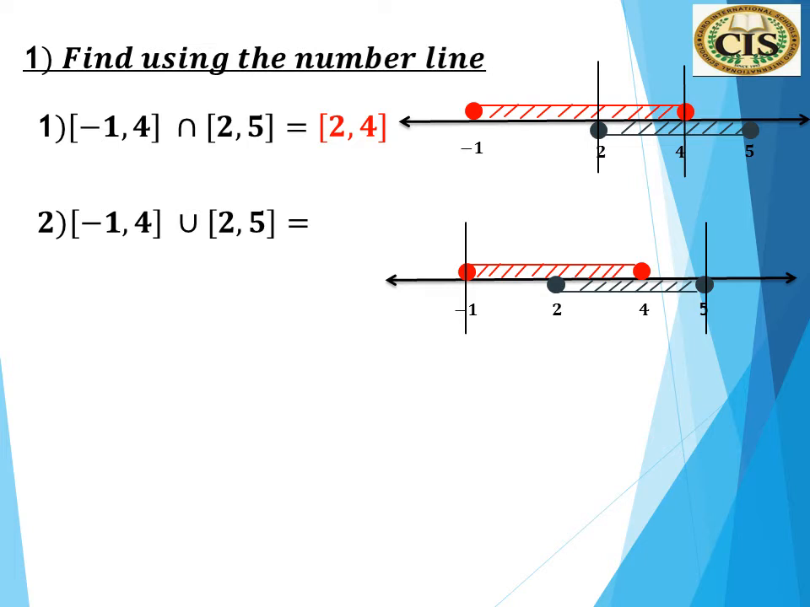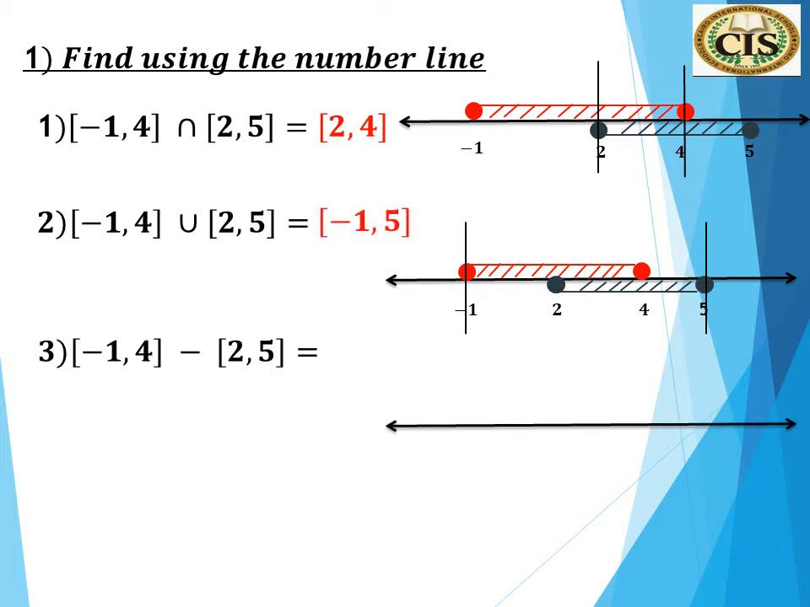The start point is negative 1 and the end point is 5. We take all the numbers between negative 1 and 5. So negative 1 closed, 4 closed, union 2 closed, 5 closed equals negative 1 closed and 5 closed. What about the difference? Difference means belonging to the first and not belonging to the second.